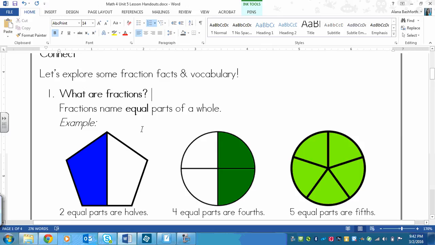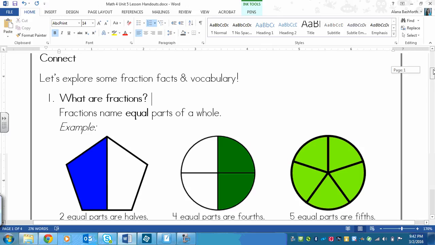Fractions name equal parts of a whole. So they just tell me, out of this whole thing, it tells me how many pieces are in the whole and how many are either shaded or not shaded.